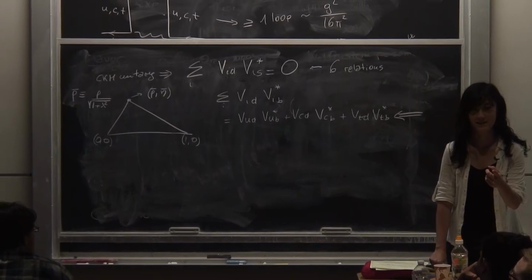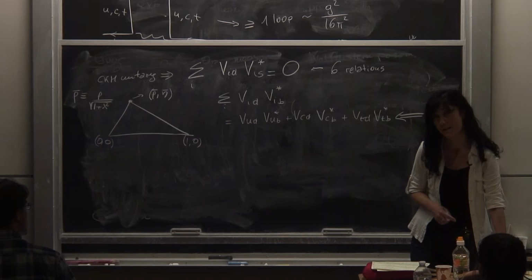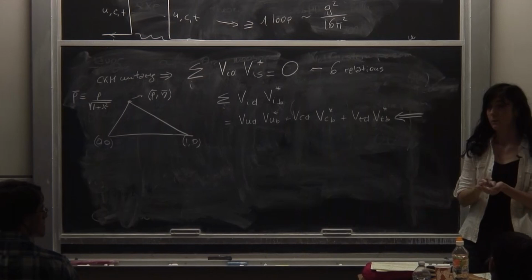I think I should stop here. Tomorrow we'll learn why we need the charm quark, following up on your question. Then we'll learn a little bit about CP violation and maybe effective field theories. Any other question, guys?